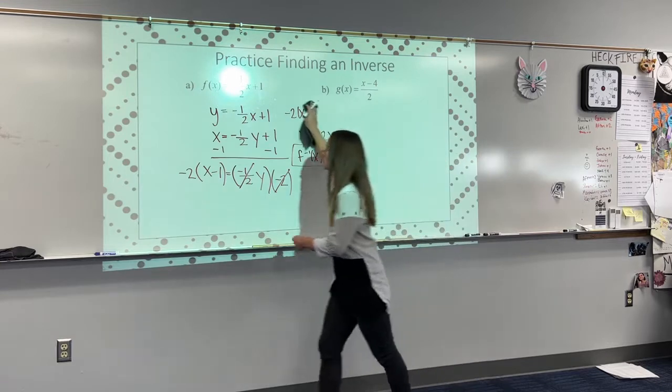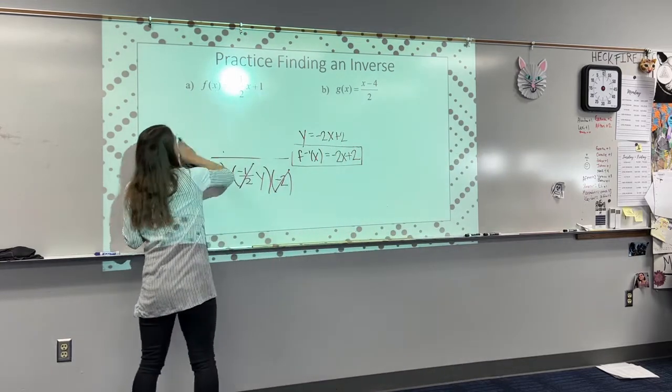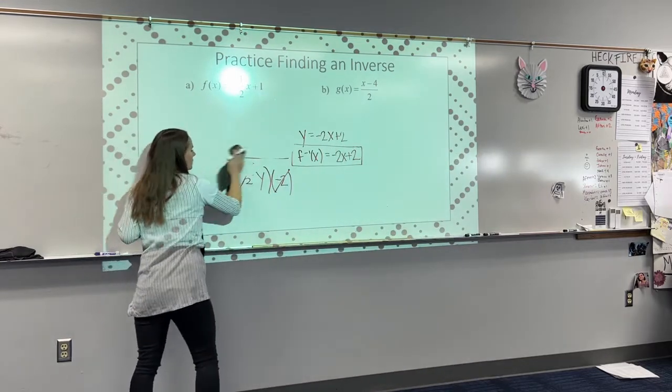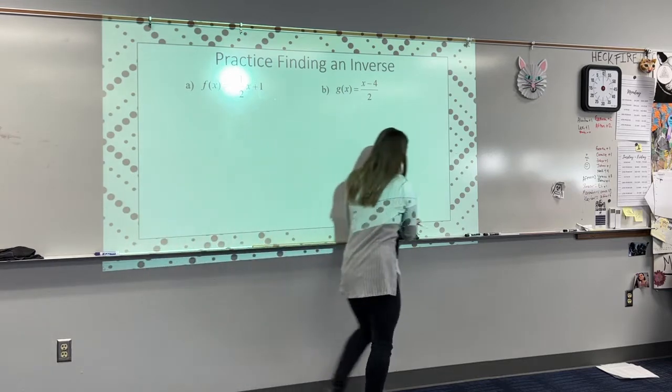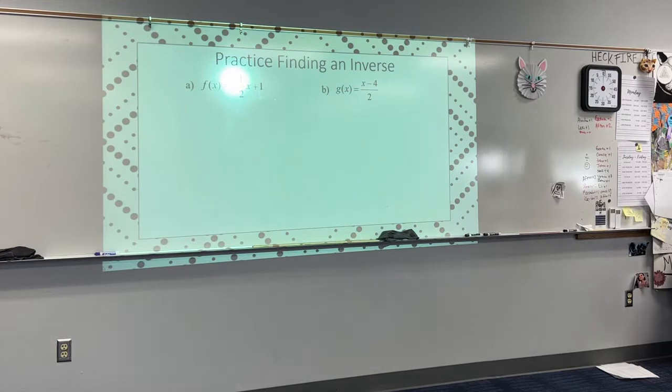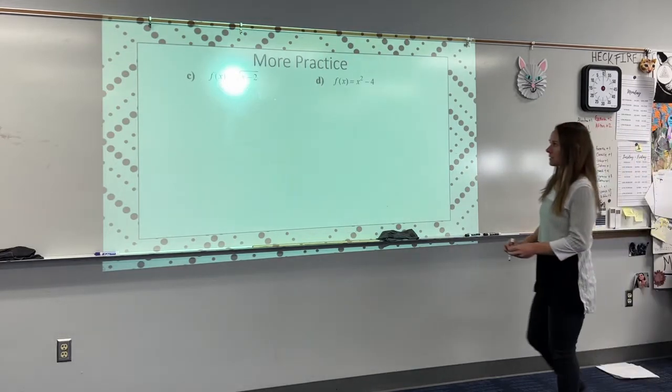So all I've done is just rewritten the f(x) as saying y, and then I swap my x's and y's, and then I solve for y. That's it. Now let's make this problem a little harder. Let's go to C. f of x equals the square root of x minus 2.